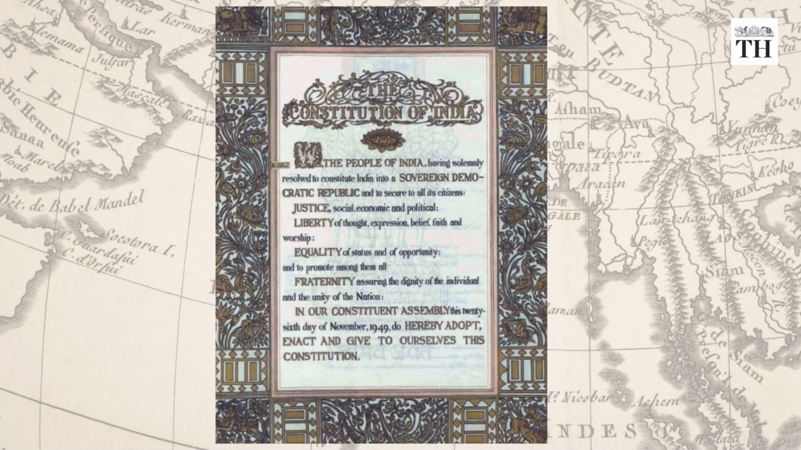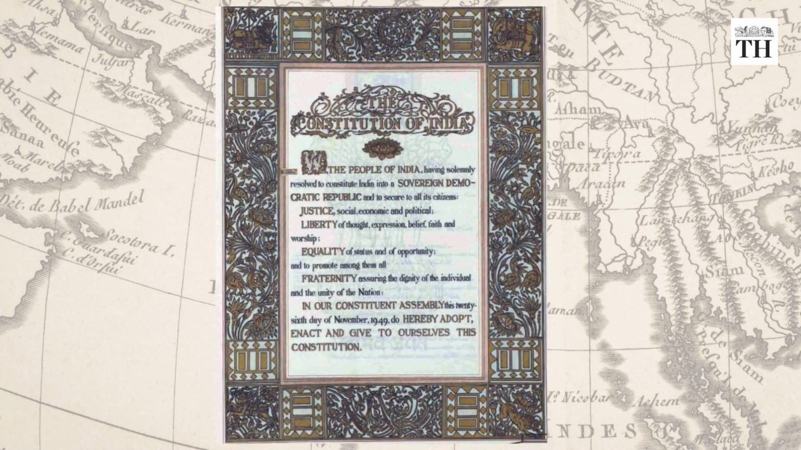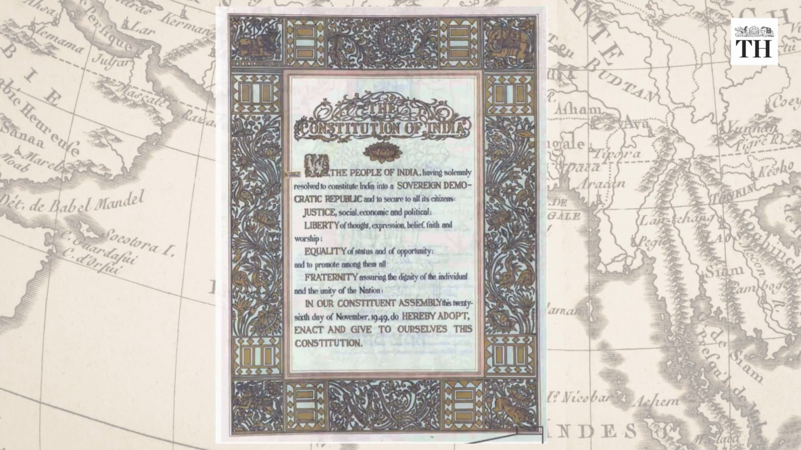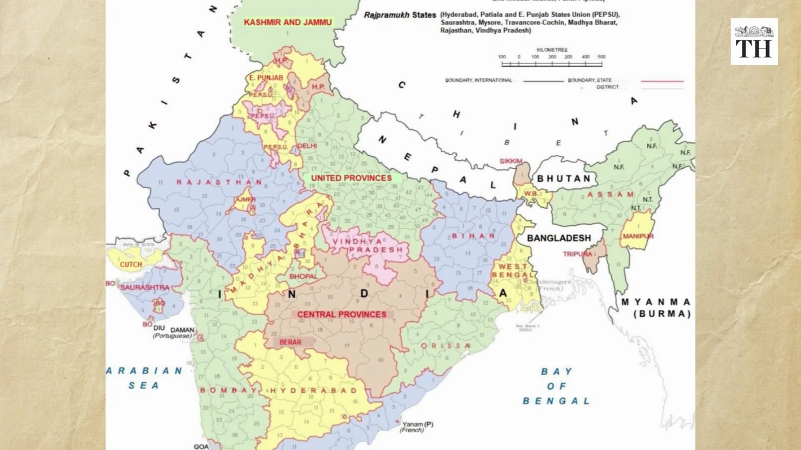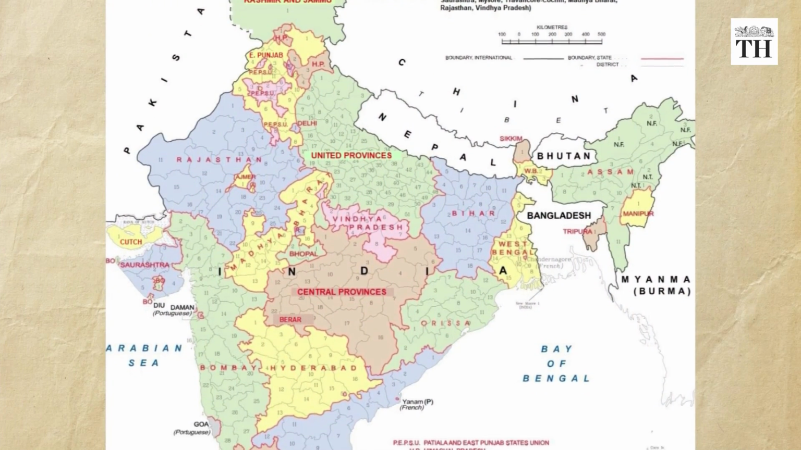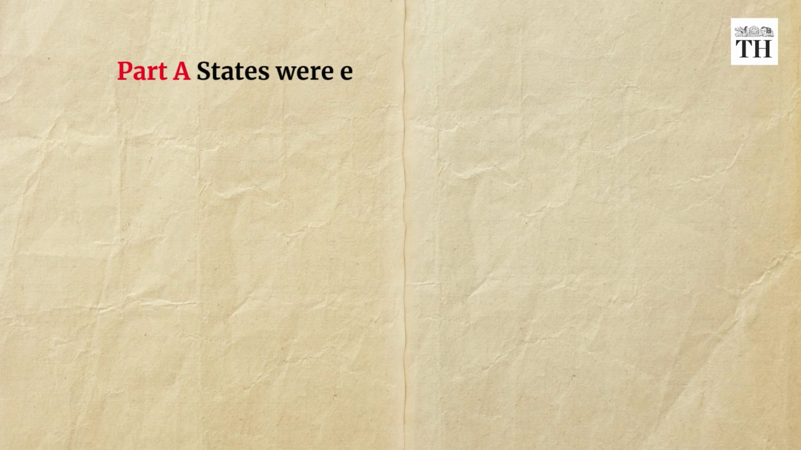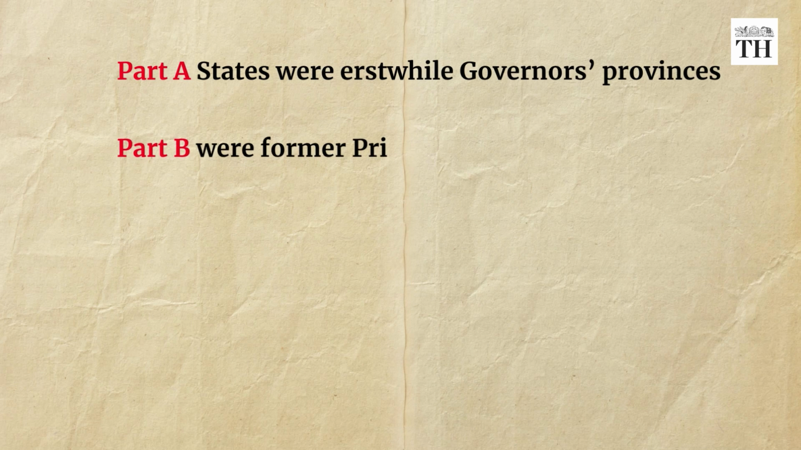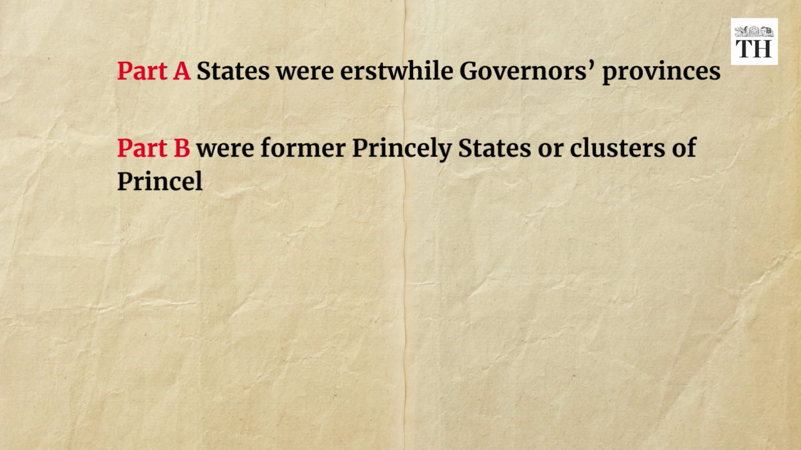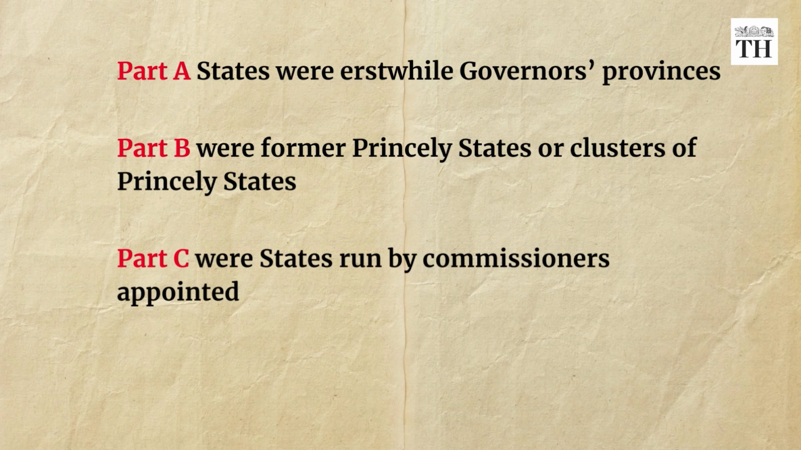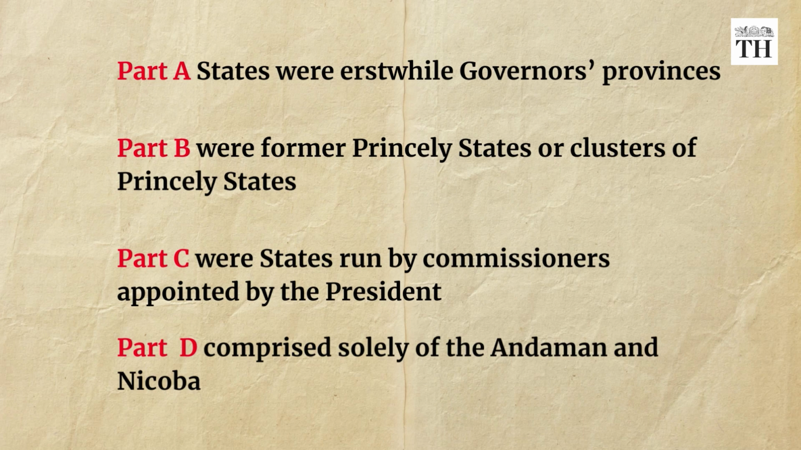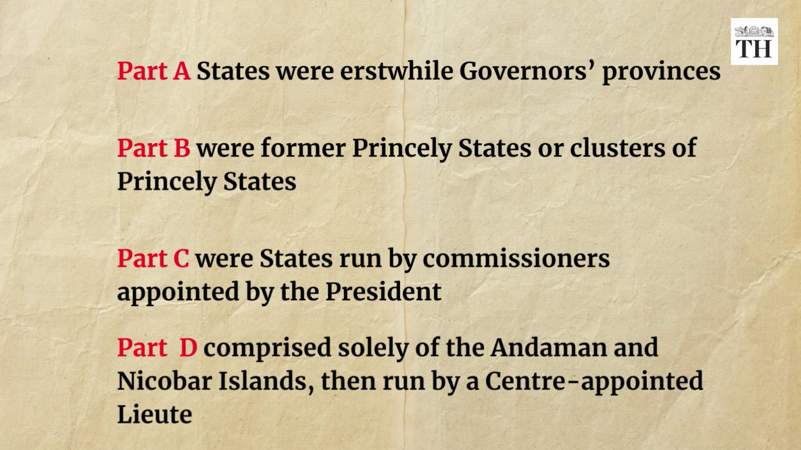As per the first schedule of the Constitution in 1949, integrated territories were grouped into 27 states divided into these categories. Part A states were erstwhile governors' provinces. Part B were former princely states or clusters of princely states. Part C were states run by commissioners appointed by the President. Part D comprised solely of the Andaman and Nicobar Islands, then run by a centre-appointed Lieutenant Governor.